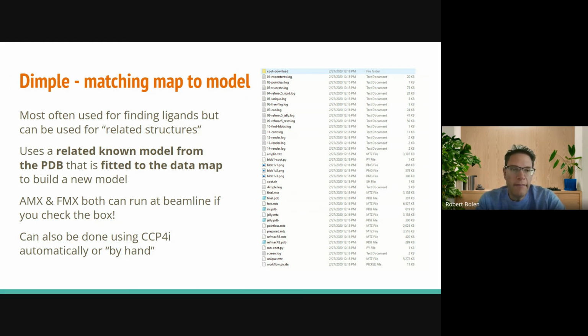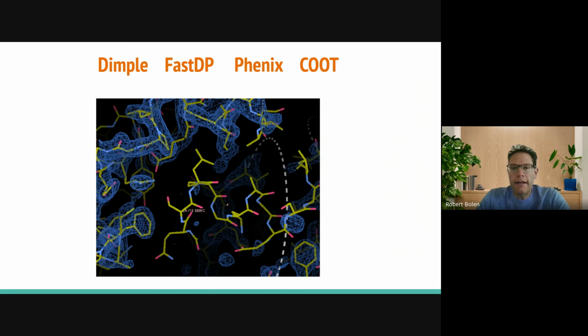So we know that AMX and FMX can both run this at the beamline. There's a little checkbox that we always check. And one of the things we always say is make sure FastDP and DIMPLE are checked, because that will allow the beamline to actually run the refinement and match the model and the map so that you can actually have something to start with, okay? We can also do this afterwards by CCP4, but it's a little more problematic that way. So usually we like it if the beamline does it, because it will take the data and basically do this.